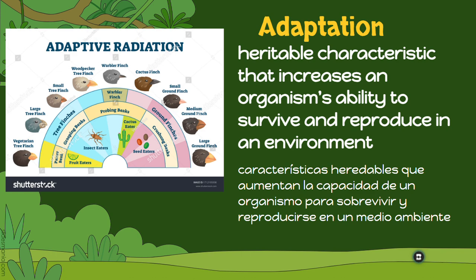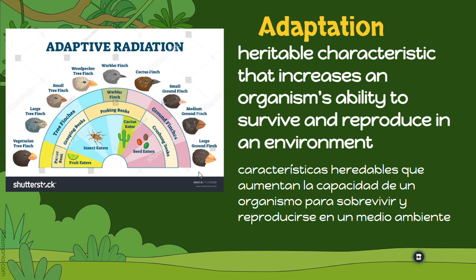The next key term here is adaptation. An adaptation is a heritable characteristic that increases an organism's ability to survive and reproduce in its environment. So the key here is that the trait or adaptation gets passed on from generation to generation, and that organisms are able to survive and reproduce in their environment.